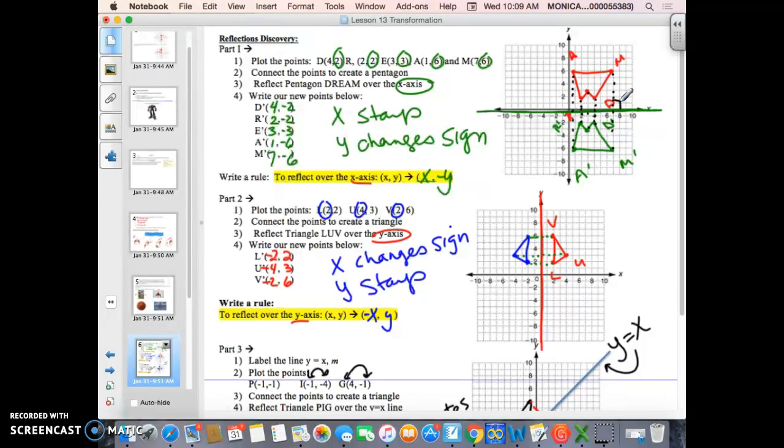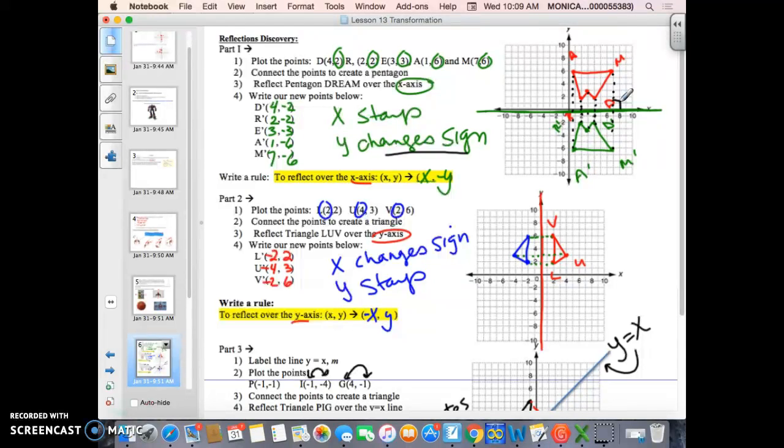And you'll notice that M is the same distance above the line of reflection as it is below the line of reflection. Okay? And what you should have noticed with your coordinates is that all your x coordinates stayed exactly the same as they were in the original pre-image. But the y coordinates just changed sign. So if they were originally positive, now they've become negative.